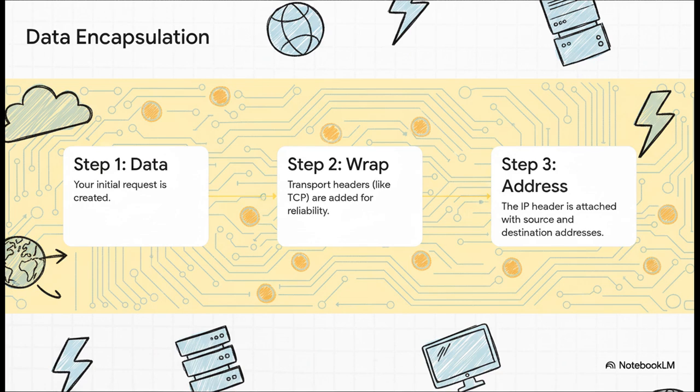This packing process has a name. It's called encapsulation. First, your initial request is created. Then it gets wrapped with some extra info for reliability. And finally, that all-important IP address is attached, just like a shipping label. It's literally like putting a letter into an envelope and then putting that envelope into a shipping box. Each layer adds vital information for the journey.